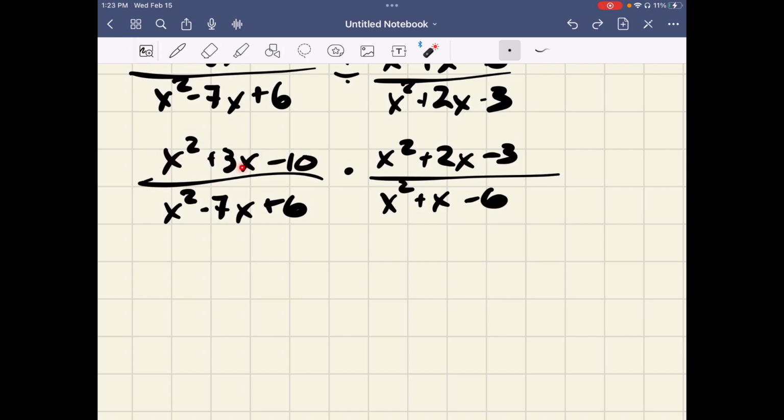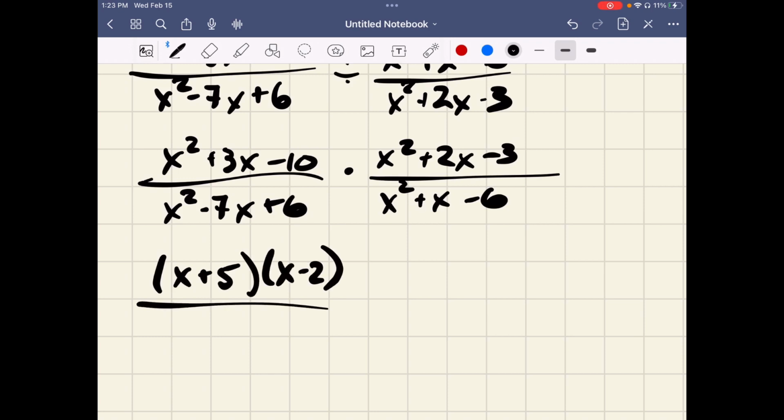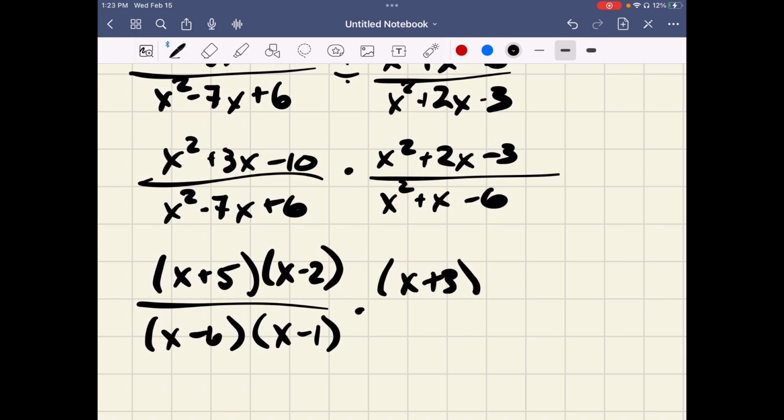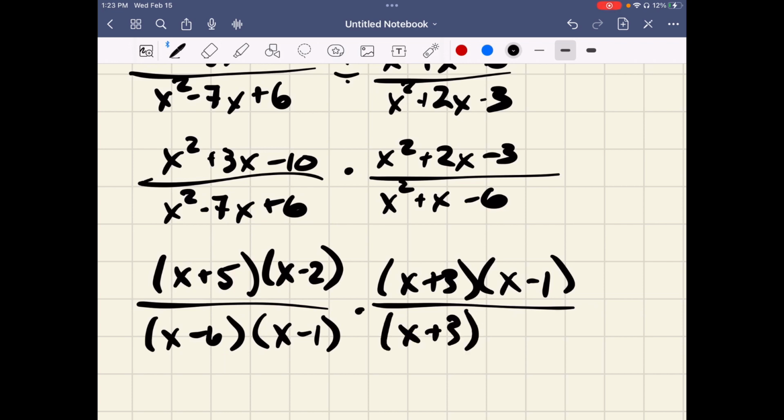So I'm going to take the top numerator here. I'm going to recognize, hey, that is a quadratic function, which will simplify to x plus 5 and x minus 2. All right. Then I'm going to look at the numerator here. I'm going to do something similar with that. All right. So I can see that's x minus 6 and x minus 1. And then I'm going to do the same thing to the other one. I'm going to see that that factors to x plus 3, x minus 1, and then finally the numerator factors to x plus 3, x minus 2.